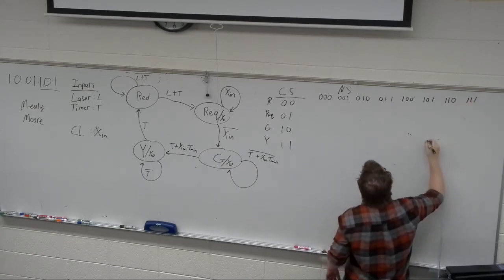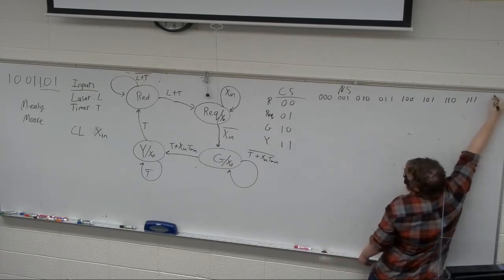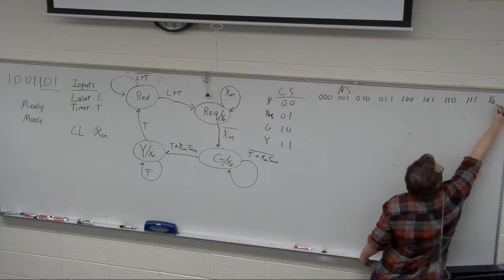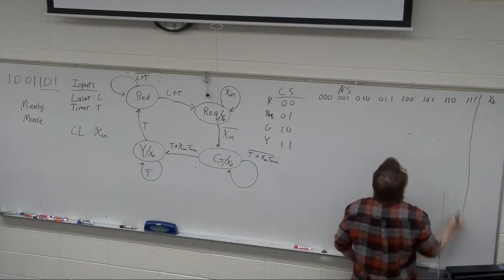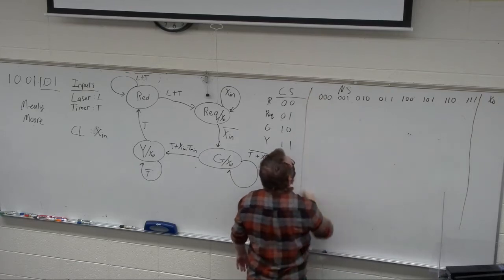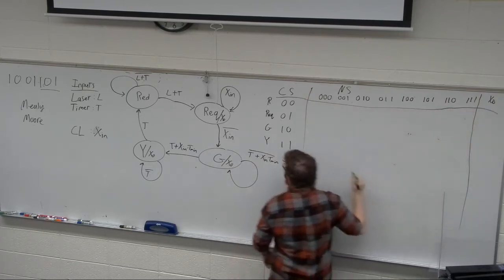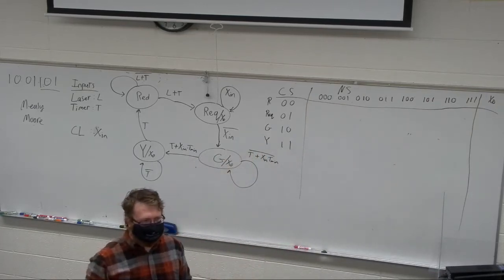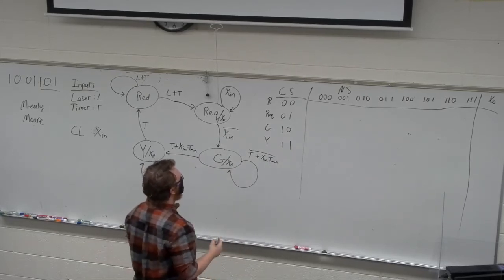Okay. And then up here we have Z, or what I call the output, X0. There we go. Now we have a proper table, and now we can fill these out one at a time.